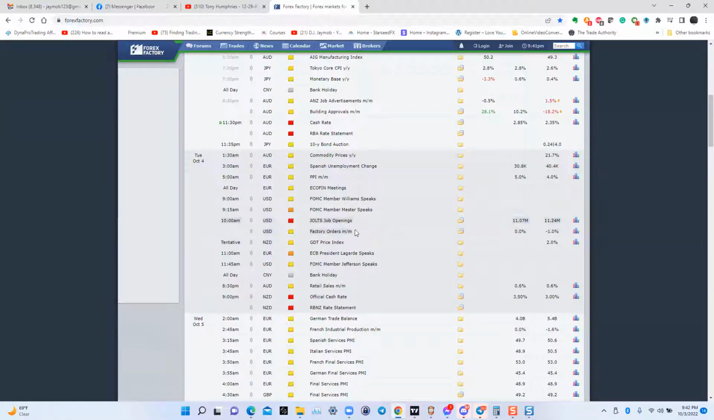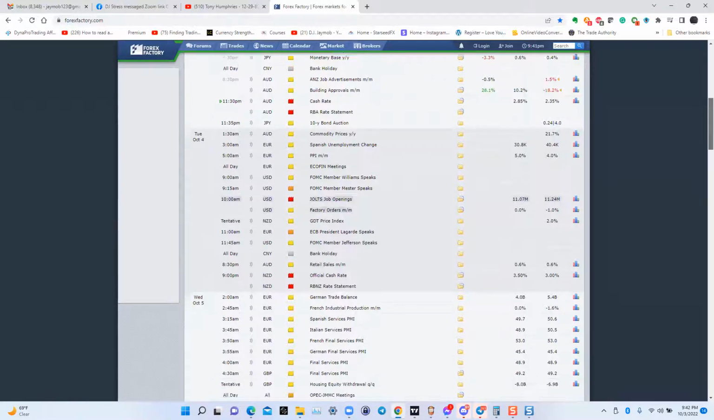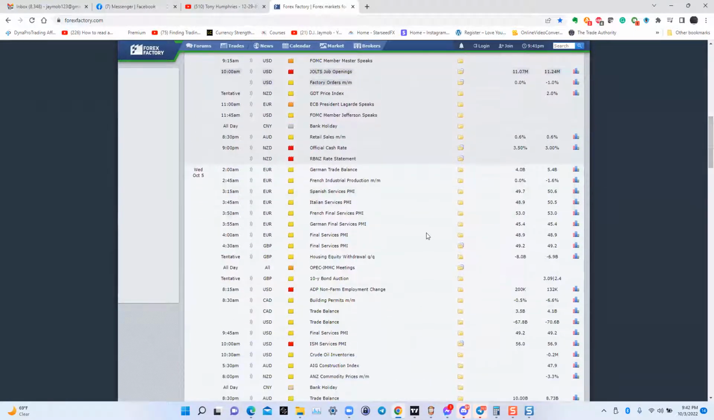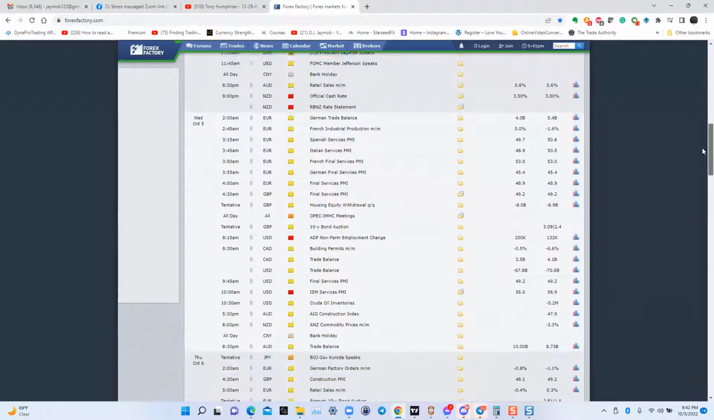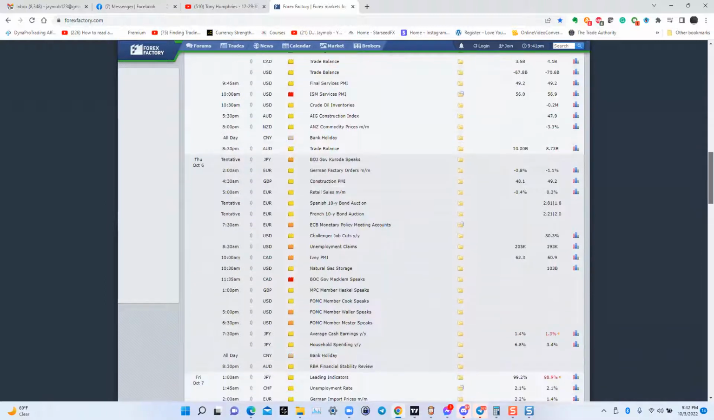You got a red folder, yellow folder. That's important news, right? Wednesday, you got news. You got ADP non-farm employment change. That's 8:15. That's going to move the market, right? And you got Thursday. You got natural gas shortages. So that's another thing that my Miss Trapbox told me about.